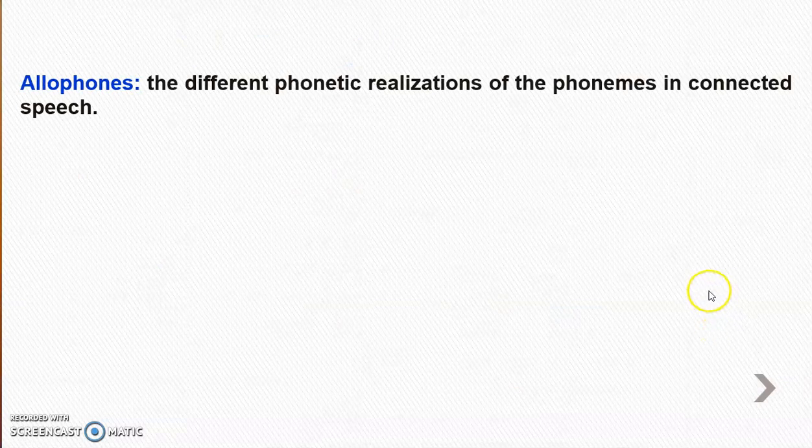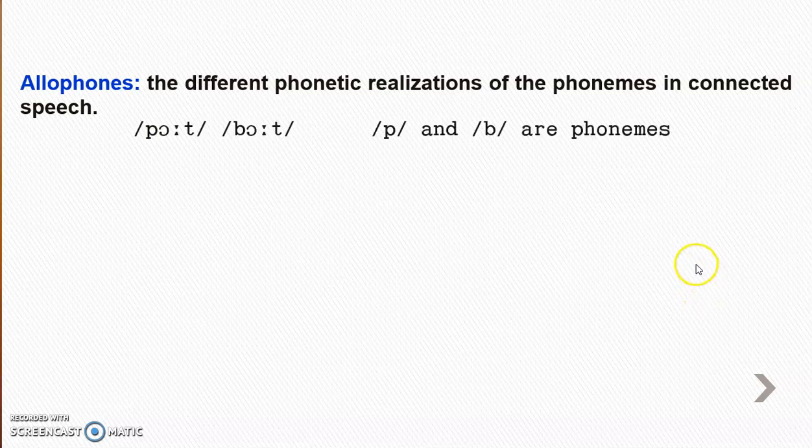Now, what is an allophone? Is an allophone the same as a phoneme? No, it's not. Allophones are the different phonetic realizations of phonemes in connected speech. What does that mean? Well, let's have a look at this. Port and bought. I have changed just one sound, p for b, and I've changed the meaning completely. So we say that they are phonemes.